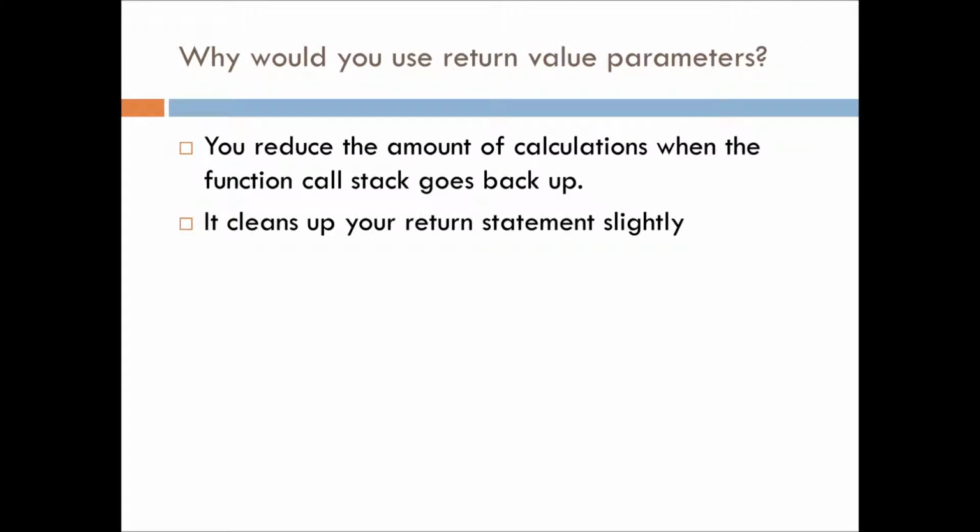Why would you use something like that? Because of it being nested in the function call itself, you reduce the amount of calculations when the function call stack goes back up. So let's say Factorial. If you keep track of the result of Factorial every time you go down the chain, at the very end you just return the final result because it's already all calculated. And it cleans up your return statement slightly, because you have it in the argument section as opposed to just doing the calculations on the fly in the return.